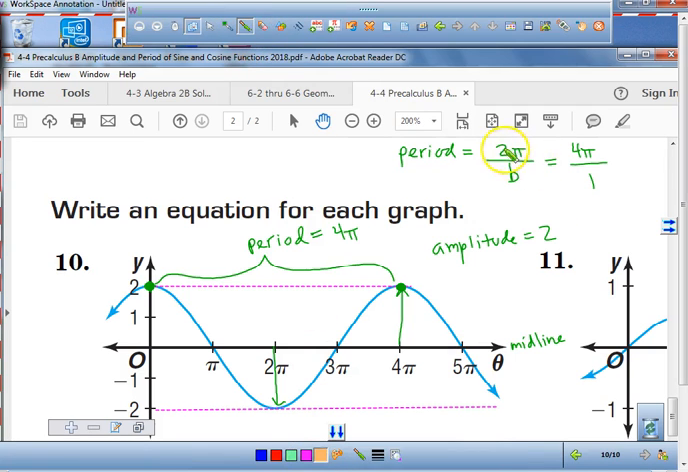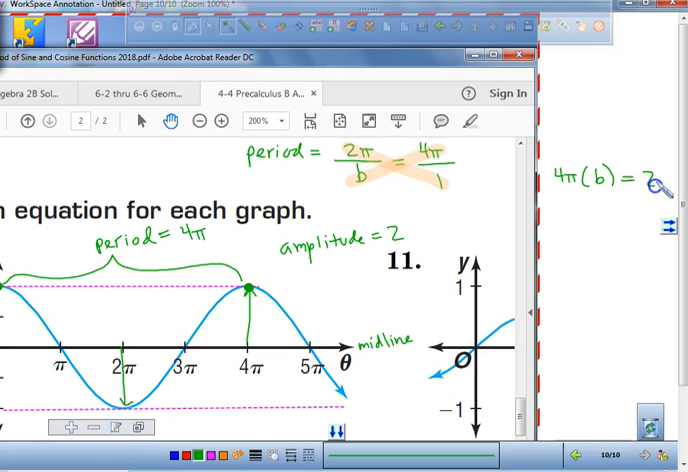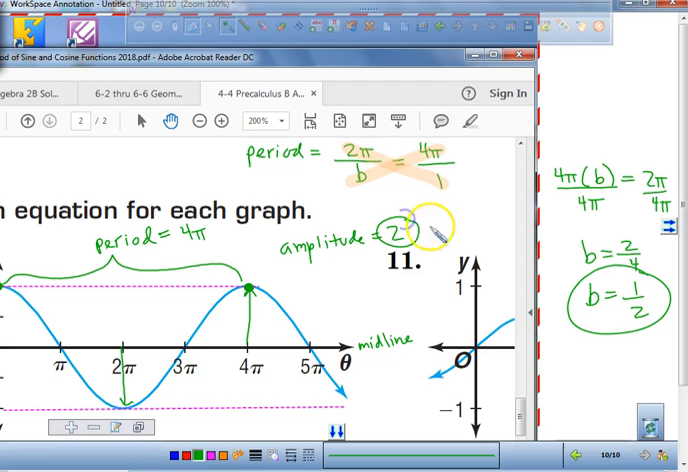When you cross multiply to solve for B, what are my cross products? 4 pi times B equals 2 pi. When you divide both sides by 4 pi, you get B equals 2 over 4. And what is our B value? 1/2. This is a positive cosine graph. You'll notice it starts up here and it goes down. That's positive. That means your amplitude is actually 2, which also means your A value is also 2.